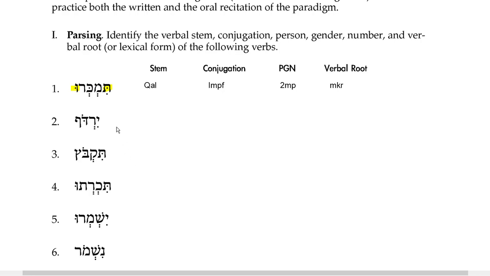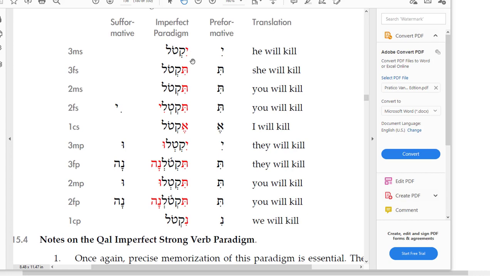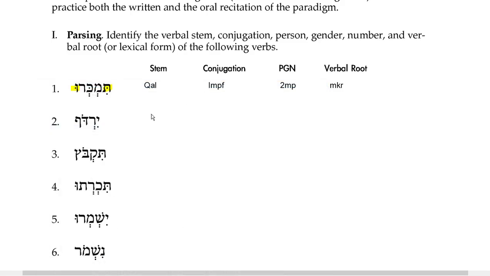Okay, the second one here is yirdof. Yirdof. Now I can compare that to my chart, and that looks a lot like this one right here, yiktol. So my third masculine singular, yiktol. As you begin to learn these, then you will not need to come back and look at this chart every time. So we'll get rid of this and come back. We've got yirdof, we've got that yod prefix and no suffix.